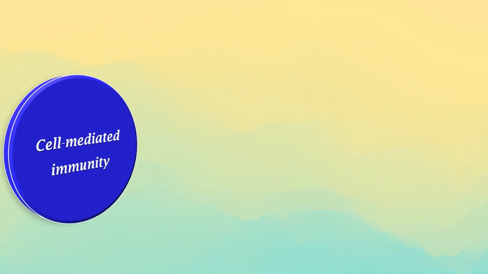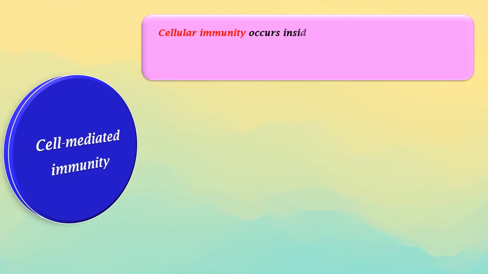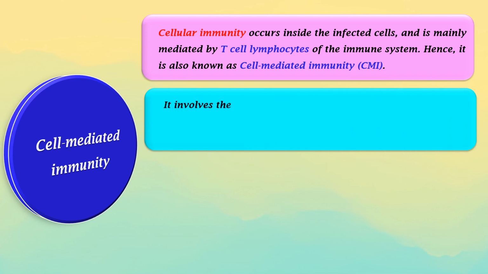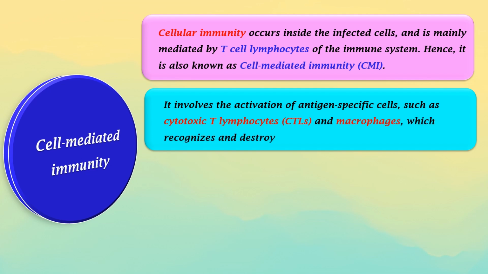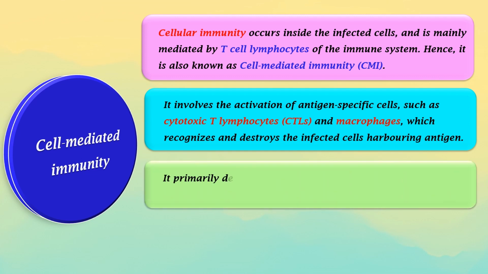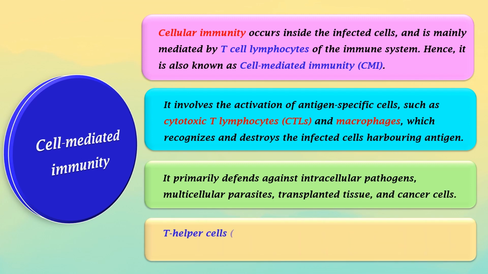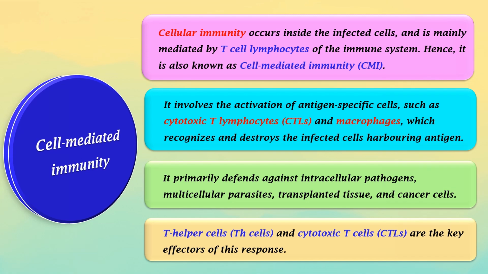The second type is cell-mediated immunity. Cellular immunity occurs inside the infected cells, and is mainly mediated by T-cell lymphocytes of the immune system. Hence, it is also known as cell-mediated immunity. It involves the activation of antigen-specific cells, such as cytotoxic T lymphocytes and macrophages, which recognize and destroy the infected cells harboring antigen. It primarily defends against intracellular pathogens, multicellular parasites, transplanted tissue, and cancer cells. T helper cells and cytotoxic T cells are the key effectors of this cellular response.